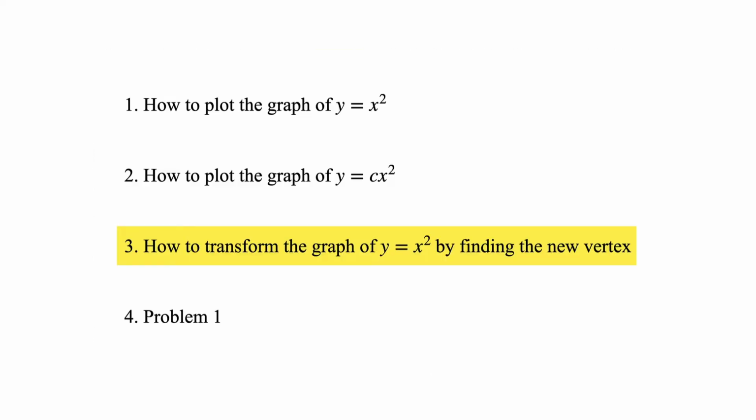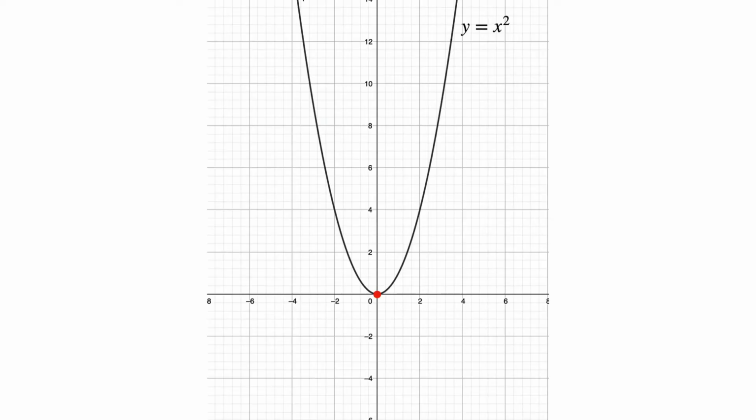Okay, so this we already know, and now the most interesting part. How to transform the graph of this parabola by finding the new vertex. If I happen to have some coefficient c here which is different from 1, then I would first have to produce such a parabola according to the method discussed in the second point, and then proceed to finding the new vertex. Let's look at the first example.